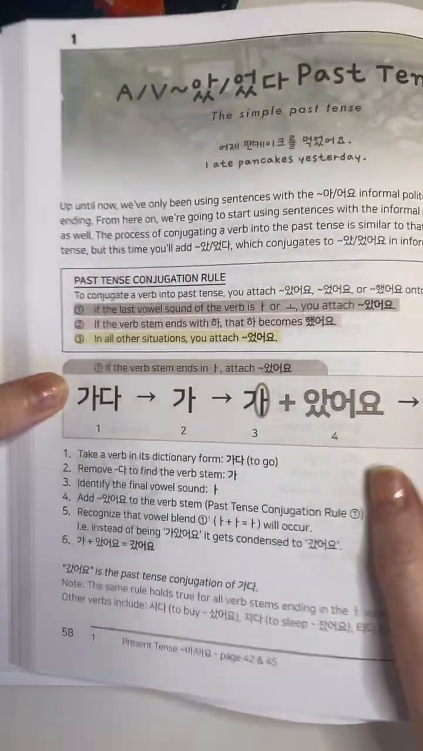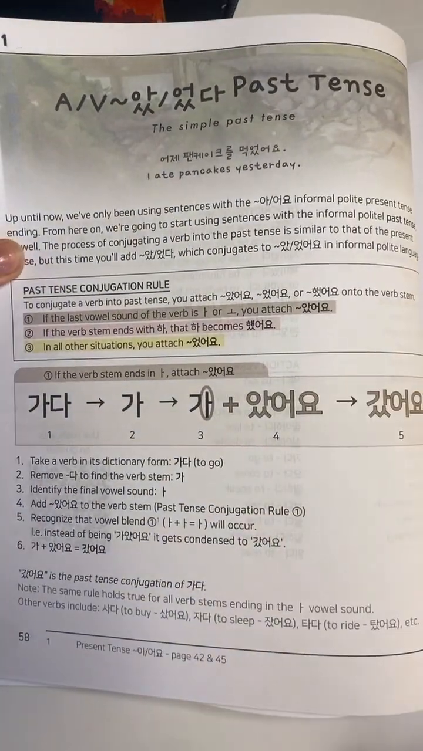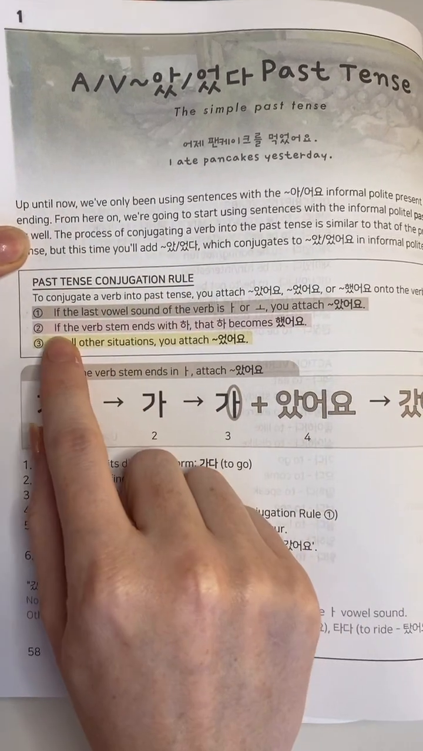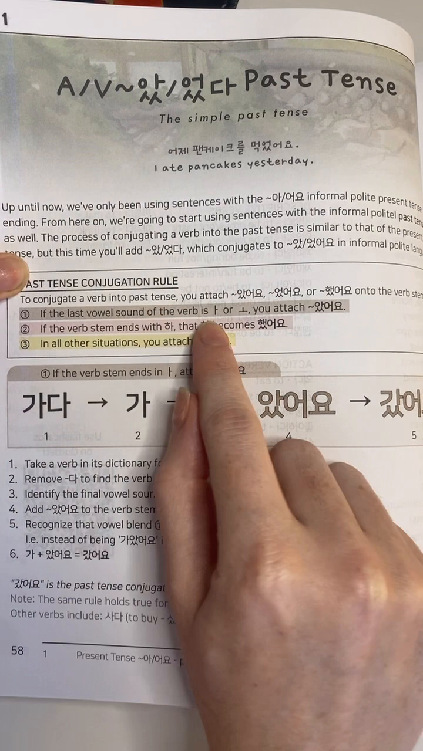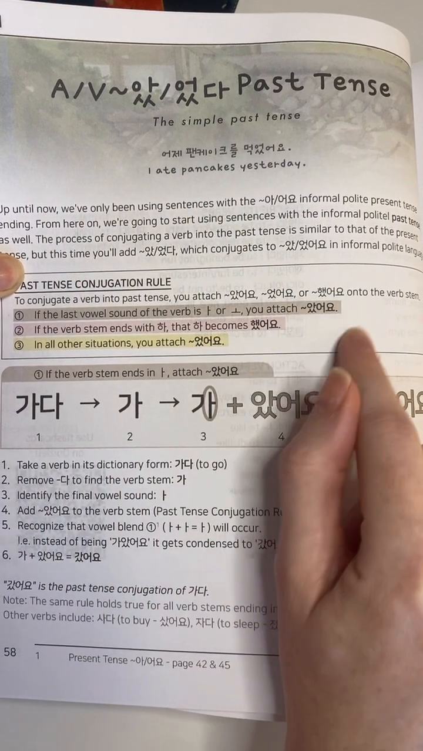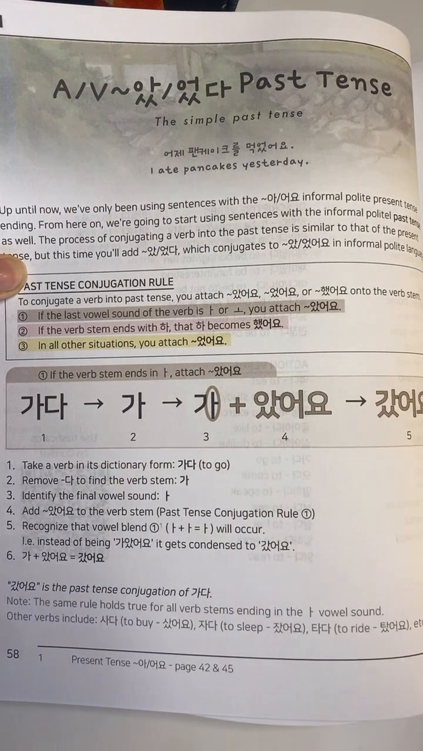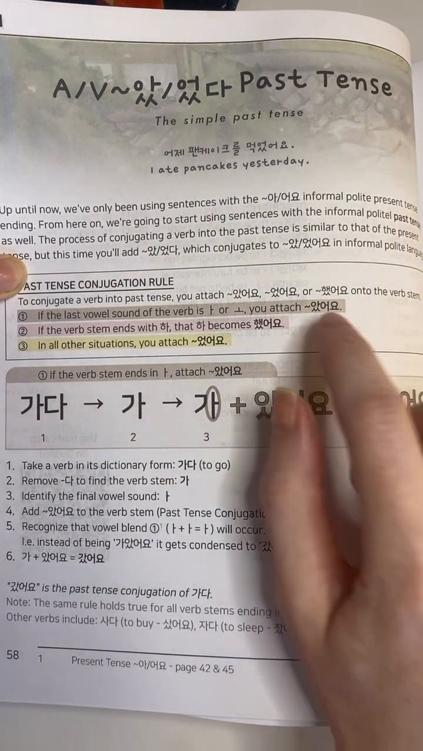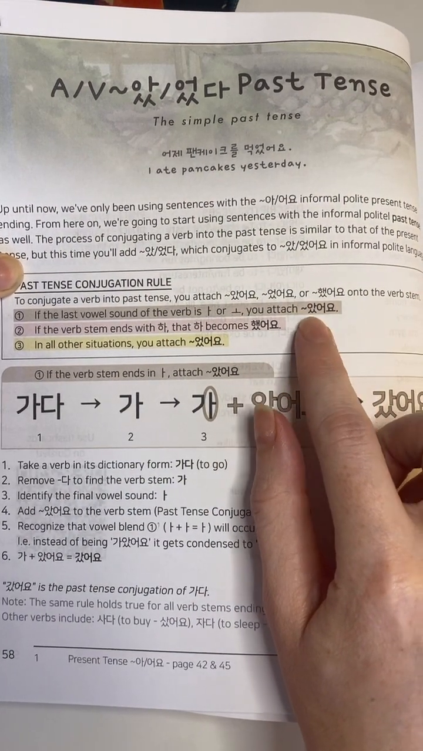Okay, so there's 3 rules for conjugating into the past tense. One is, if the last vowel sound of the verb is a or o, you attach 았어요. Now remember, in the present tense, it's 아요, right? But in the past tense, it's 았어요. So we're adding a little sound.